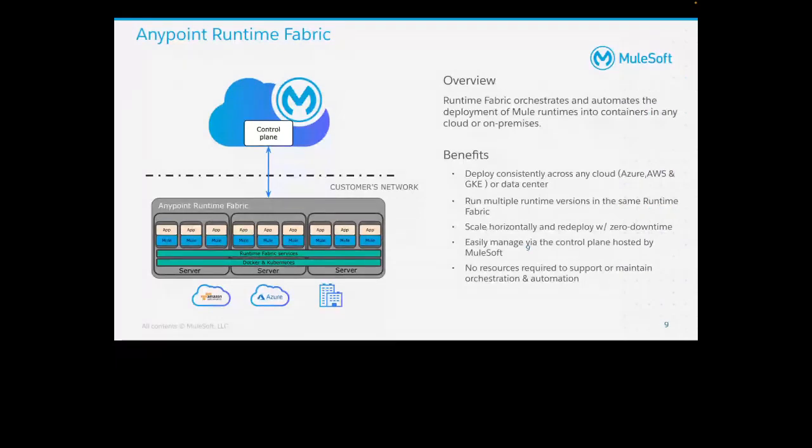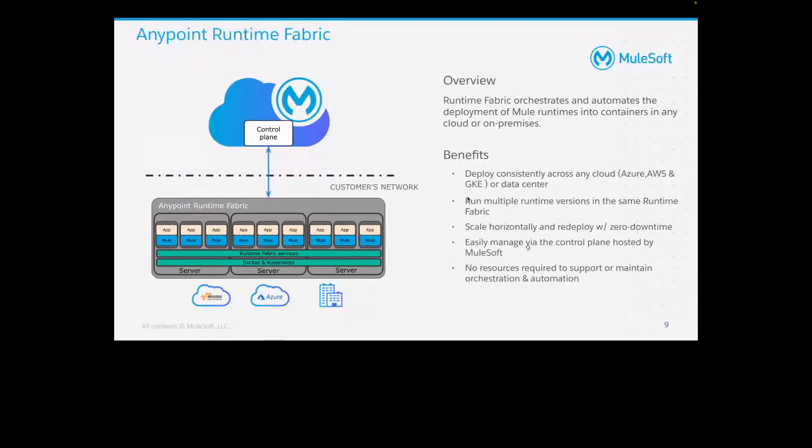If you're just doing a simple standalone deployment and you need zero downtime, there are a lot of activities you need to do, a lot of strategies you need to build around it to achieve that. Whereas in Runtime Fabric, it automatically gives you zero downtime. Next, it's easier to manage via a control plane hosted on MuleSoft.